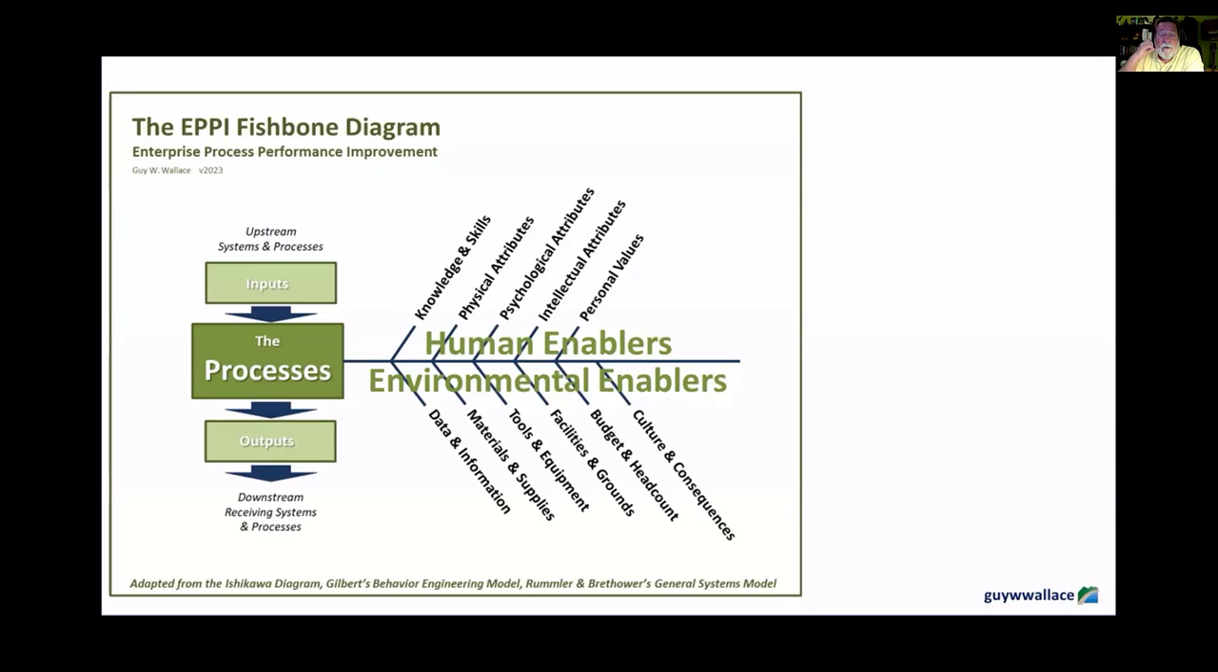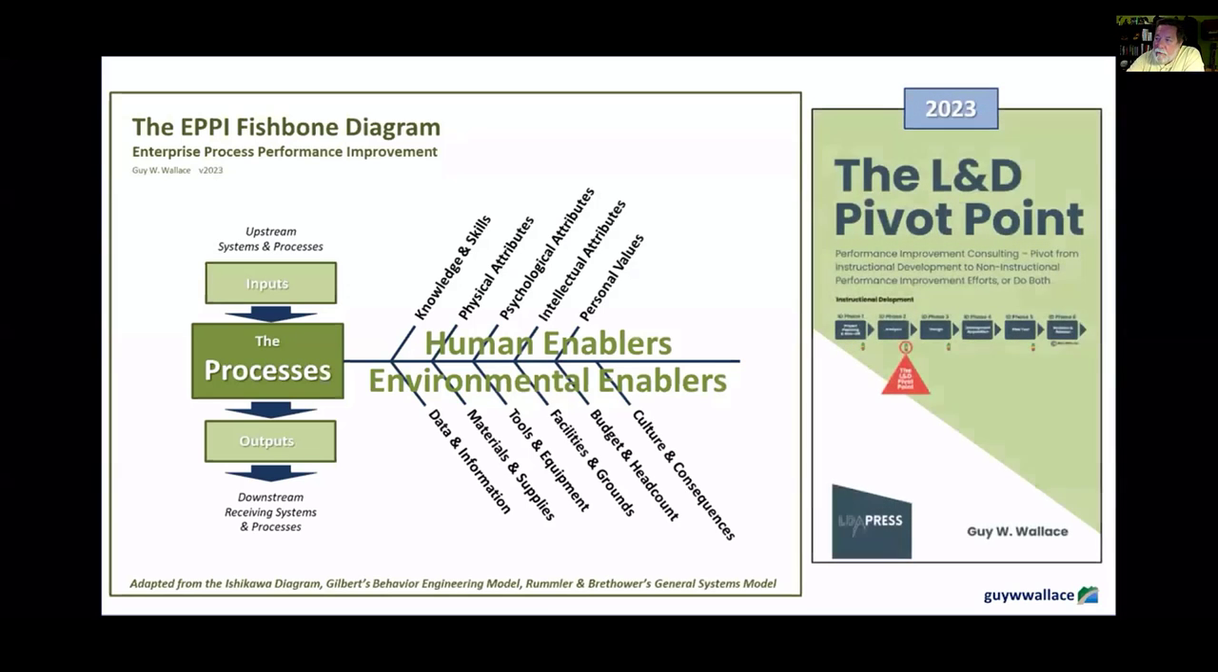Now, I'm a learning and development kind of guy. We used to call ourselves training people, instructional designers, or instructional systems designers. But I use this model because I'm trying to help my clients determine whether or not the project I'm working on for learning and development should be continued or stopped. I've got to generate analysis data to help them get to what I call the L&D pivot point.